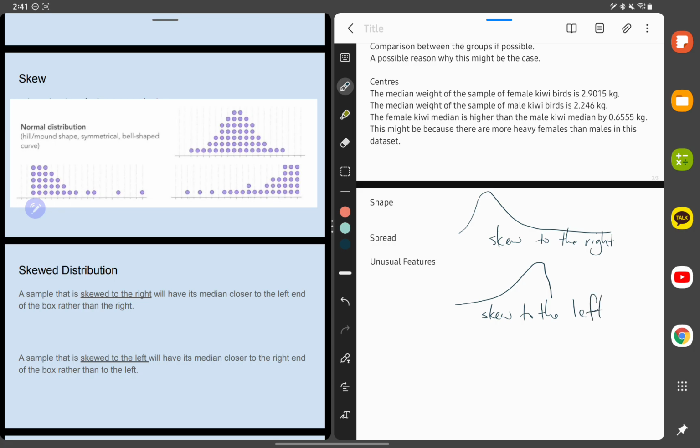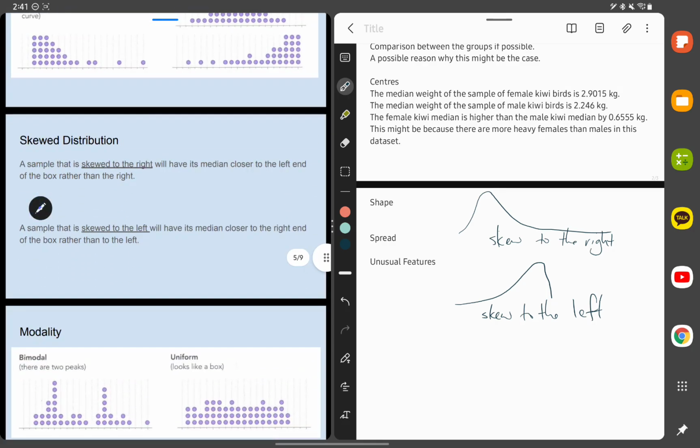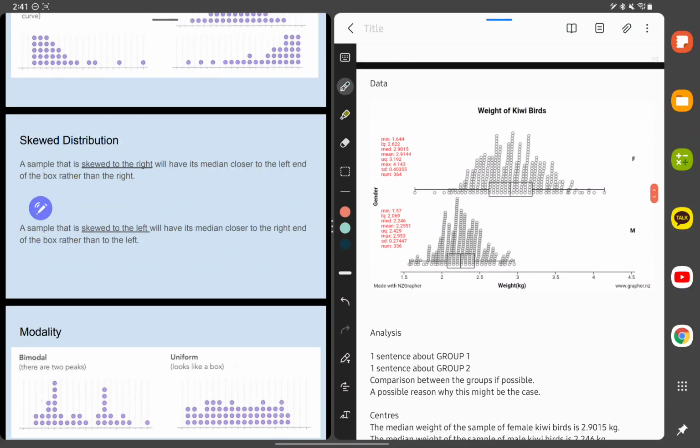Please excuse my bad handwriting right now. Yes, my writing surface is not flat on the table, I mean. Anyway, so shape.